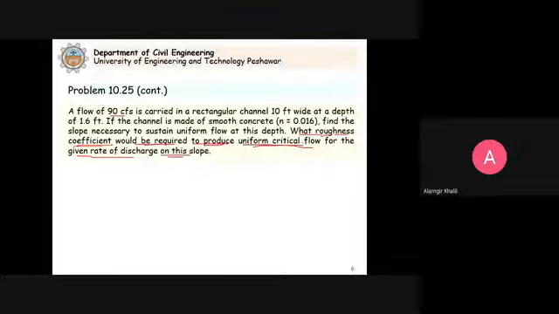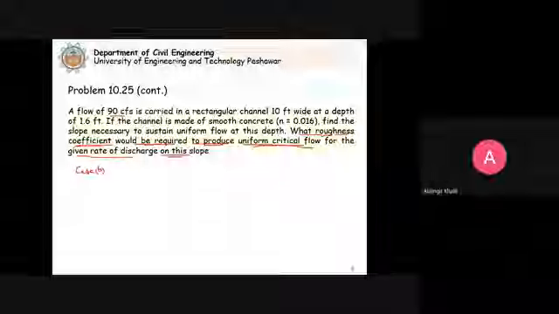Now when we have critical flow, it means that we should have the critical depth. Clear? So first we have to calculate the critical depth. We should have the critical hydraulic radius, and then based on that we can estimate the n value that is necessary. So let's say this is case B of the problem, or part B.